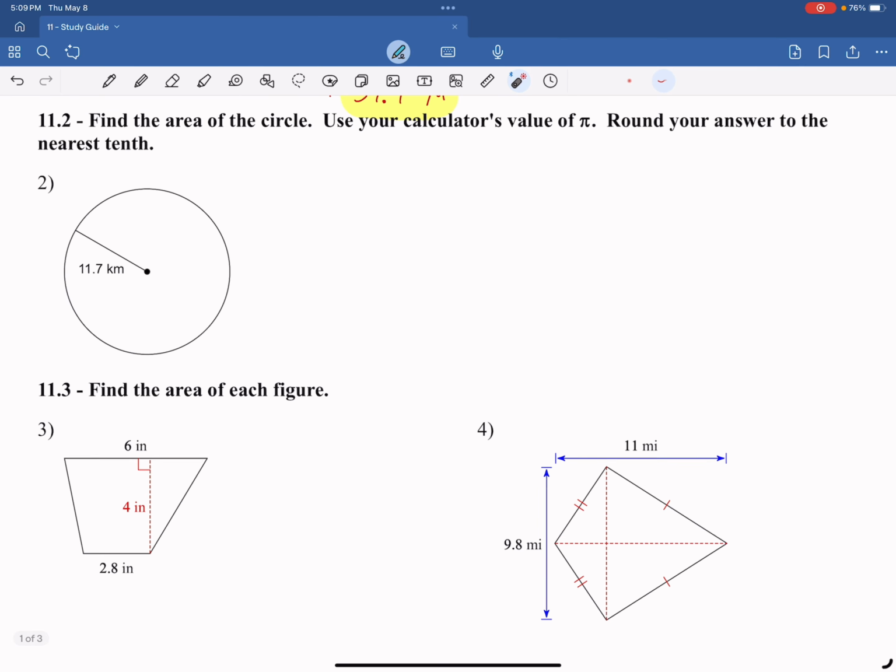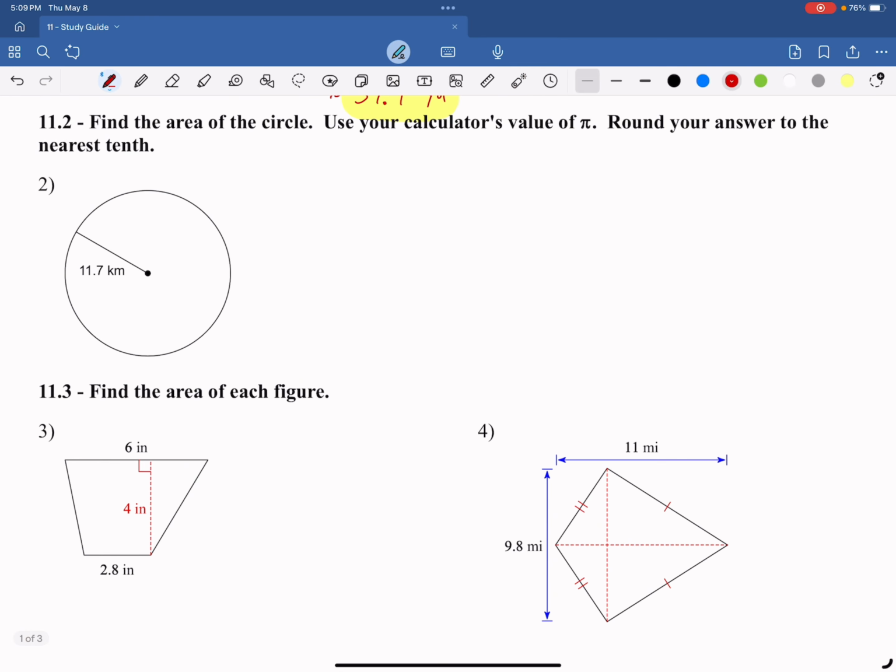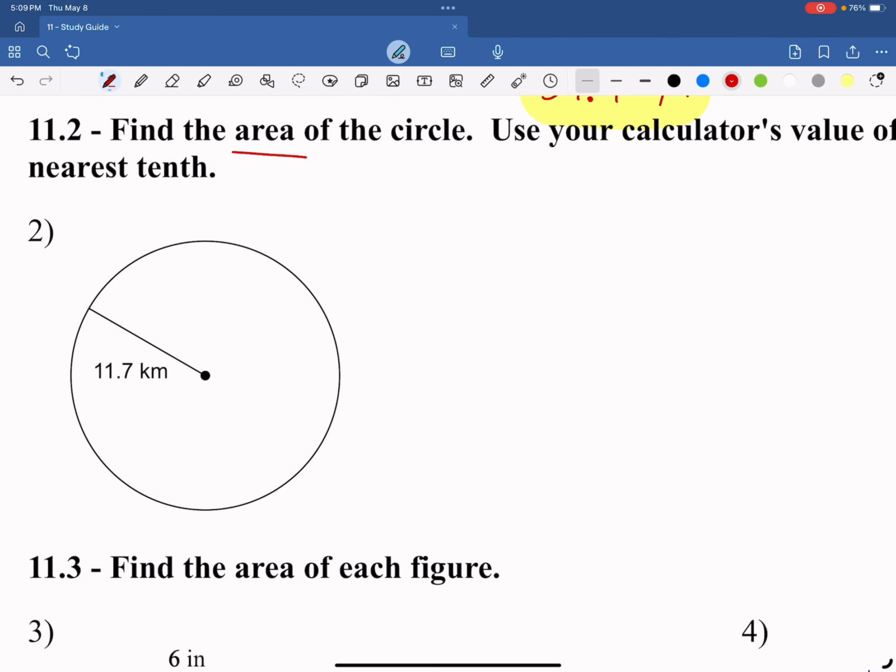Let's do number 12, find the area of the circle. Again, in this case, area, really simple. Area is just pi r squared, different formula. Well, r in this case is 11.7, right? And so that is going to be pi times 11.7 squared.